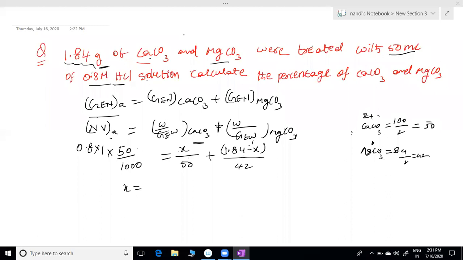Very good. X equals 1 gram. Superb. X equals 1 gram, sir. Then this X is nothing but calcium carbonate. What is the magnesium carbonate next? 0.84, can I take that as magnesium carbonate?